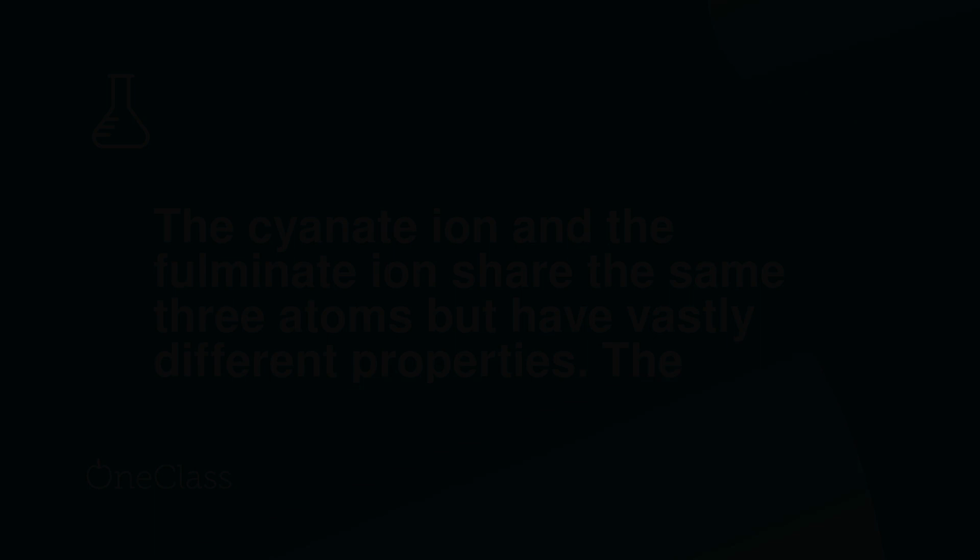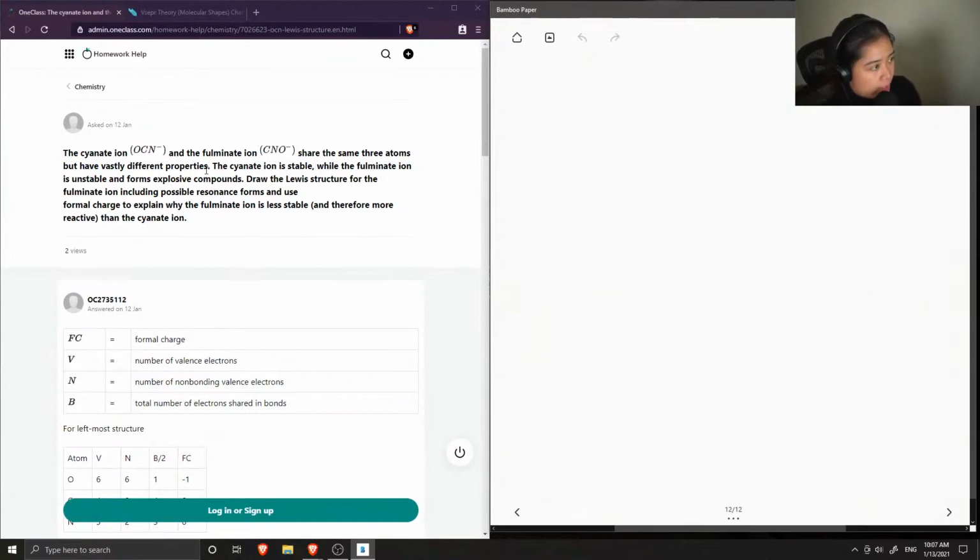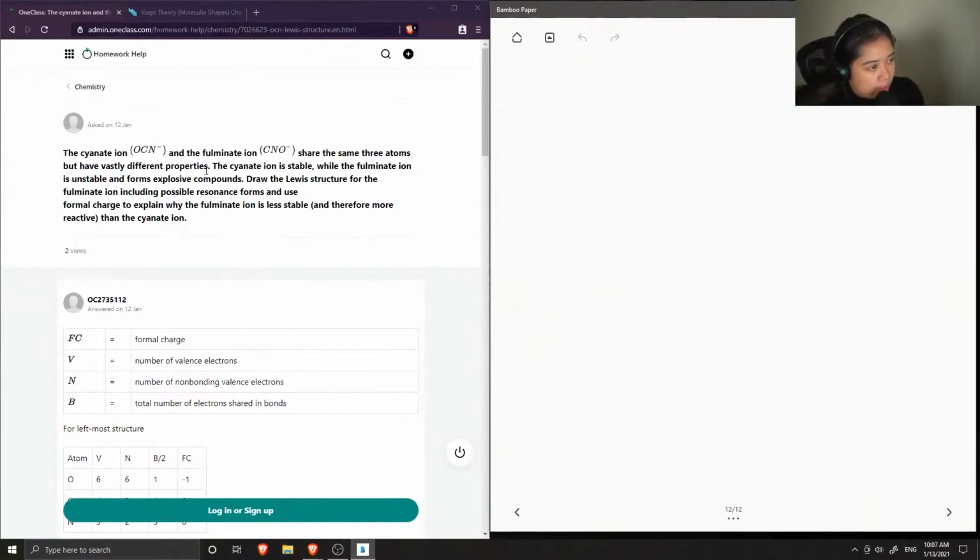And moving on to question 2. The cyanate ion and the fulminate ion share the same 3 atoms but have vastly different properties. The cyanate ion is stable, while the fulminate ion is unstable and forms explosive compounds. Draw the Lewis structure for the fulminate ion, including possible resonance forms, and use formal charge to explain why the fulminate ion is less stable and therefore more reactive than the cyanate ion.